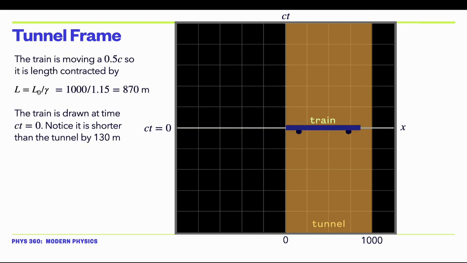As we've seen, the train is only 870 meters long, so we're going to draw a little schematic train here, starting at the origin on the left side and going over to 870. So 3 squares would be 750, so 870 is in there someplace.